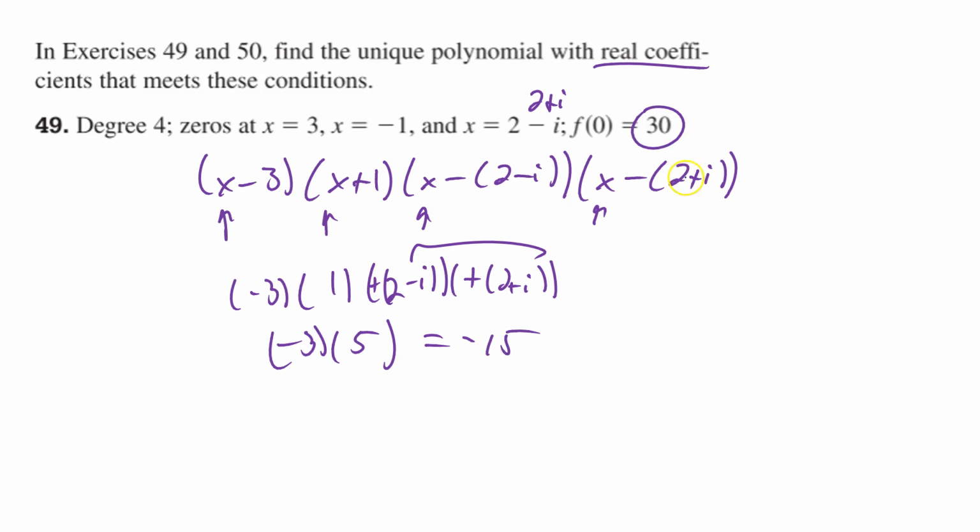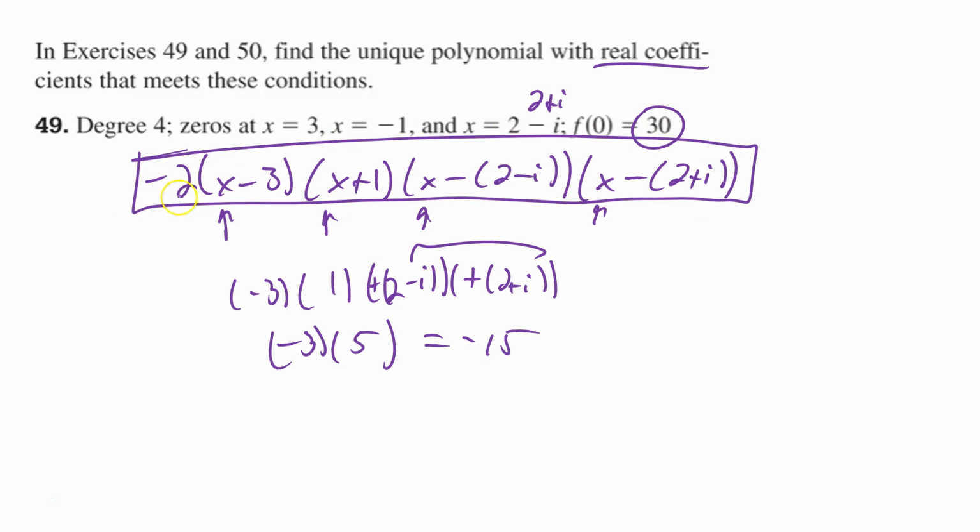I want it to be a positive 30. So how do I do that? I just throw in front a negative 2. Because now, when I plug in 0, I get positive 30, but we still have all the same roots. That's all there is to it.